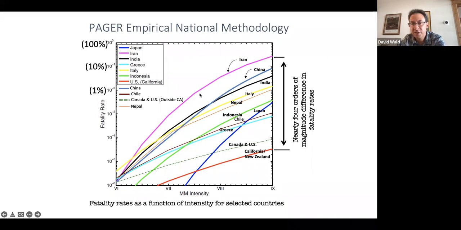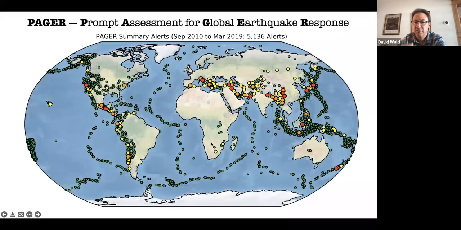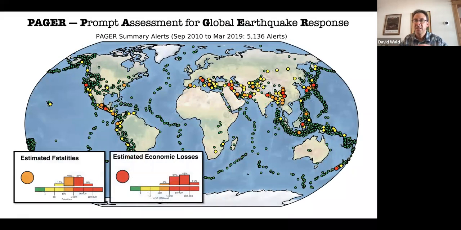And so we've developed these curves for each country, and that allows us to do what PAGER does, which is to take the shaking map, look at the population exposure, and use the country model for vulnerability to see what the likely outcome is in terms of fatalities and economic losses. Again, that's a pretty uncertain process, but we've calibrated against past earthquakes, and it's very useful, although it's uncertain, and we provide those ranges of uncertainty in the histogram that we show.